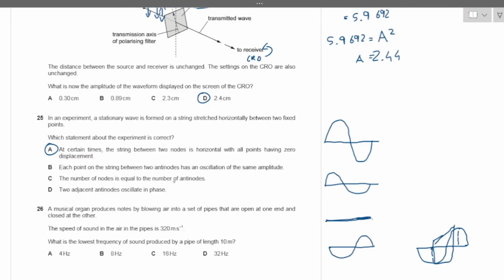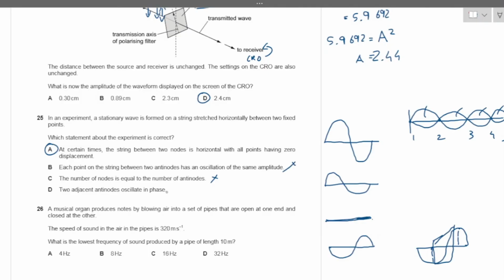Similarly, the number of nodes is equal to the number of antinodes. You can literally work this out. If you have two nodes over here, just form any stationary wave. It does not matter, but just for the sake of explanation, suppose we have a stationary wave like this. Then count the number of nodes. You have 1, 2, 3, 4, 5 nodes. And then if you look at the antinodes, you have 1, 2, 3, 4. So of course it's not equal.